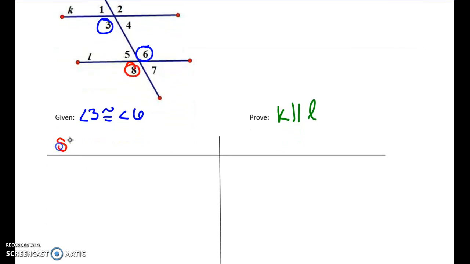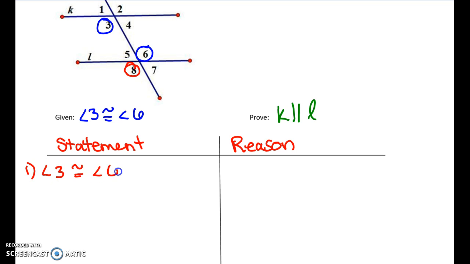We always have statement and reason on our table. And my first statement is always what I'm given. So in this case, that's that angle 3 is congruent to angle 6. That is given. And guys, notice how I'm lining up my statements and my reasons so that they're easy to read and pull together really quickly. I'm even numbering them so I can tell.